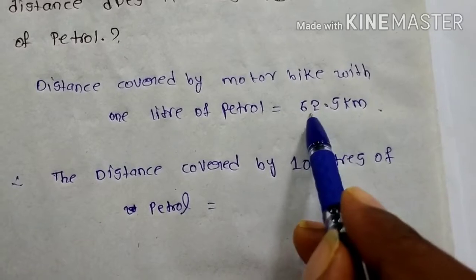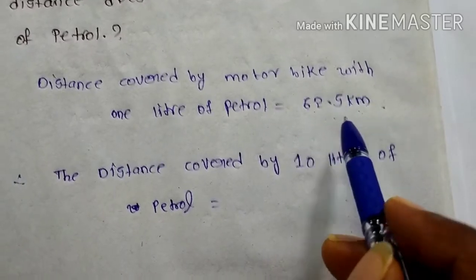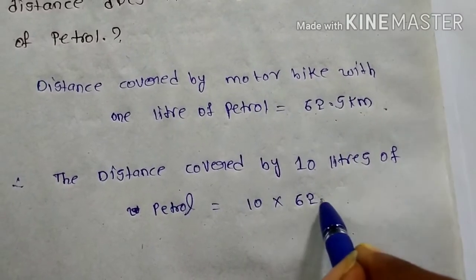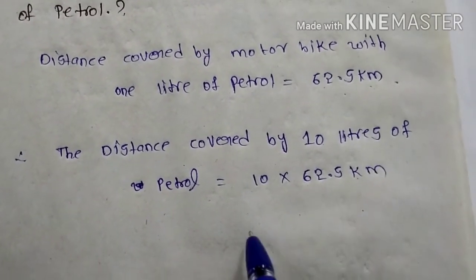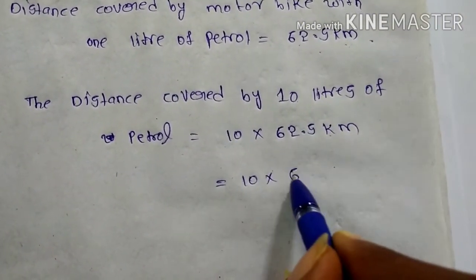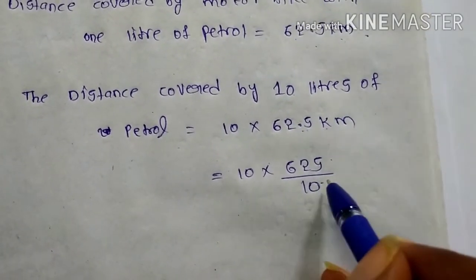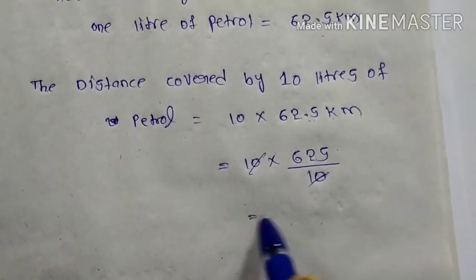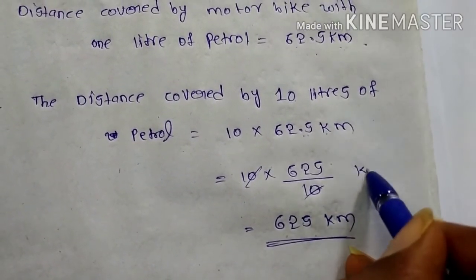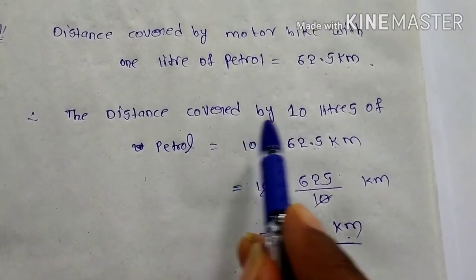See here, with 1 liter, 62.5 kilometers. With 2 liters, 2 into 62.5. With 3 liters, 3 into 62.5. That means for 10 liters you can just do multiplication: 10 into 62.5 kilometers. 10 into 62.5 can be written as 625 by 10, or not? You know how to represent decimals as fractions. Yes or no? Yes, you can cancel 10. That means 625 kilometers is your answer.